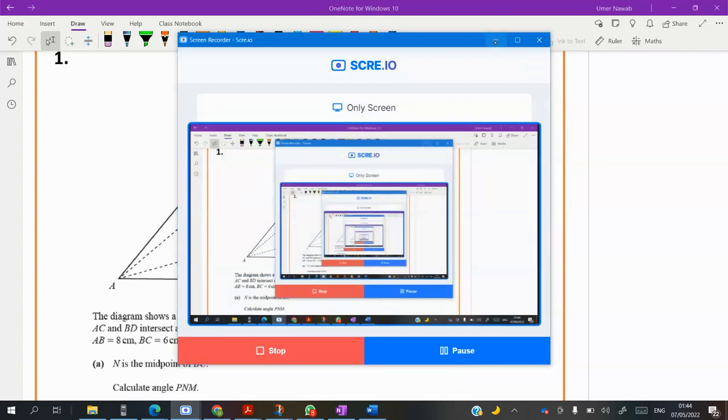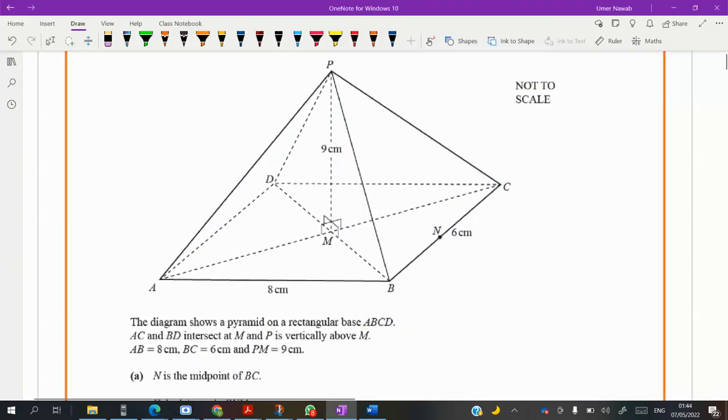Assalamu alaikum students. I'm recording this video to explain this tough question of trigonometry, because if we do this, many of the misconceptions which students normally have on 3D trigonometry can, inshallah, be easily cleared. So let's start, guys.